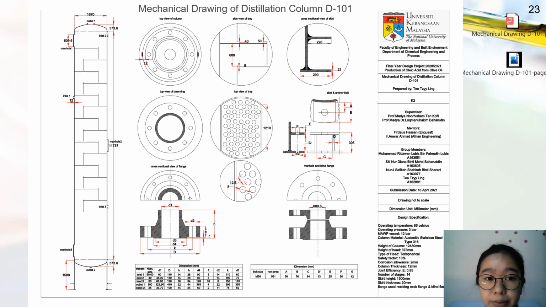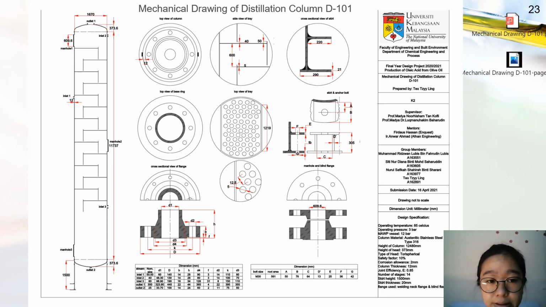So the MAWP of the vessel will be 12 bar. And the total height of the column will be 12.48 meters with a diameter of 1.67 meters. There are 3 main holes, 3 inlets, and 2 outlets on this distillation column. And the skirt height will be 1.5 meters. The safety factor considered for this distillation column is 10% with a corrosion allowance of 2 mm.